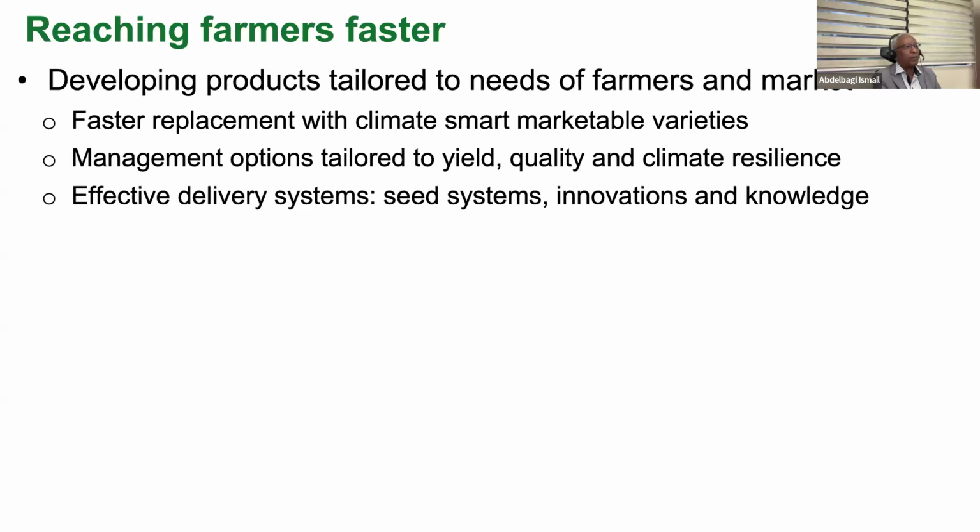So we have to make sure that you have varieties developed that are climate smart and are marketable. Marketable means they meet the consumer and farmer needs and also deliver them faster. We also have to look at the complementary management options, mainly tailored to improve productivity, to improve the quality and resilience to climate change. And also, we definitely have to have an effective delivery system to be able to deliver both the seeds of these varieties as well as any innovative technologies and knowledge faster. That's the most important because climate change is really changing very fast and we need new innovations almost every 5 years. Please, next.